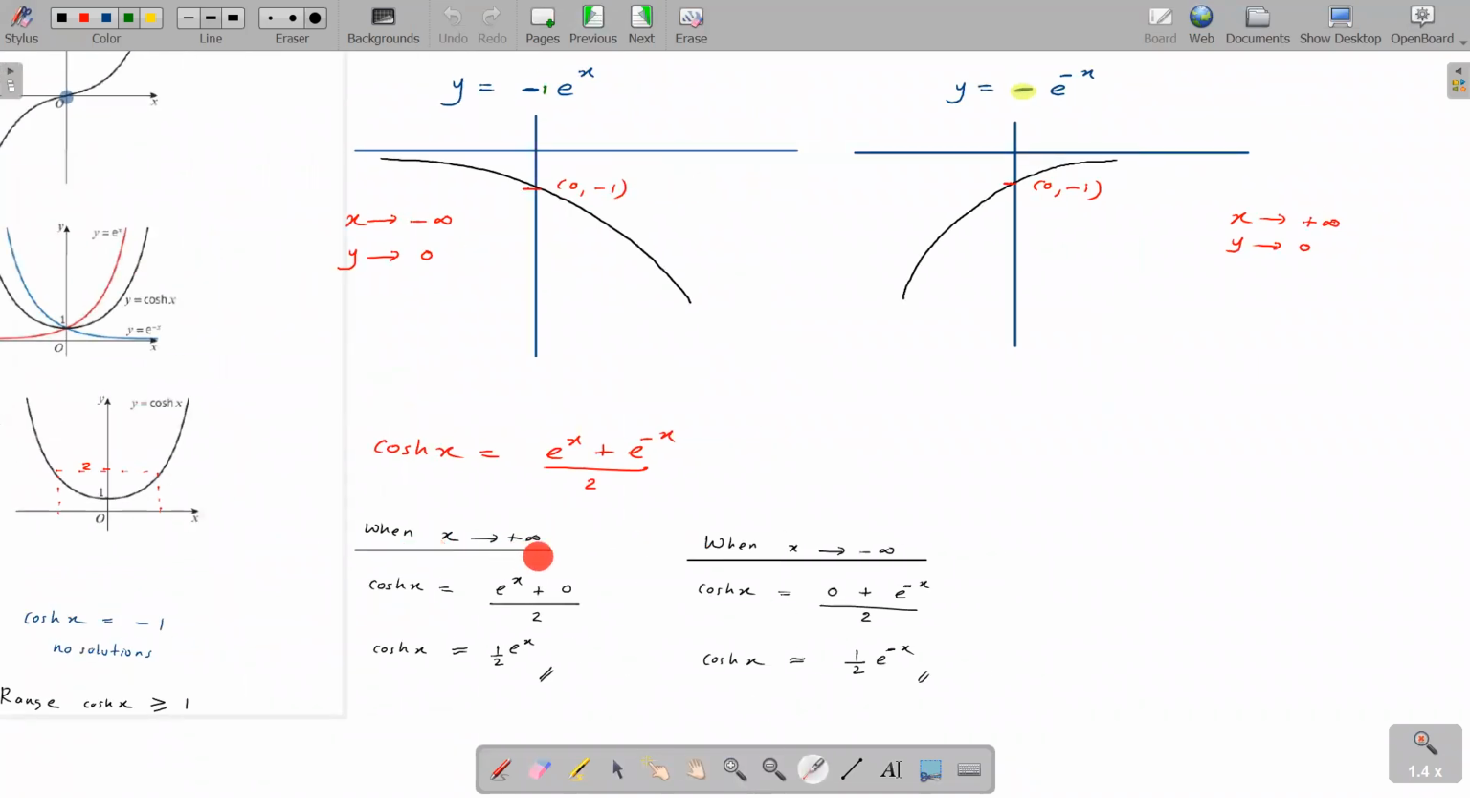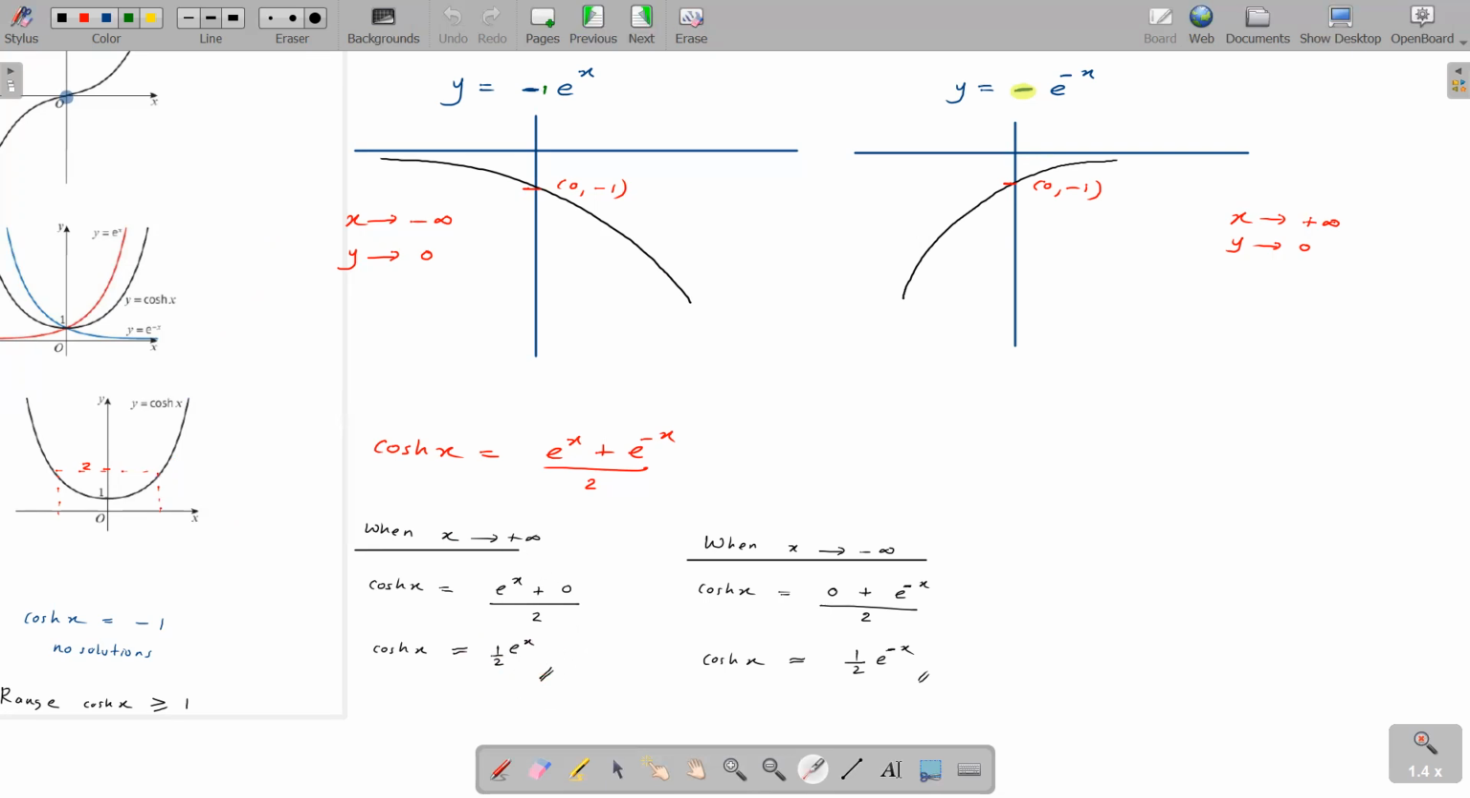When x approaches positive infinity, we found that cosh x reaches half e^x, right, guys? And you know this half e^x is an exponential graph. As x reaches positive infinity, half e^x is actually a really large value. That's what you need to understand here. So this graph goes up and gets really large as x approaches positive infinity, an infinite value.